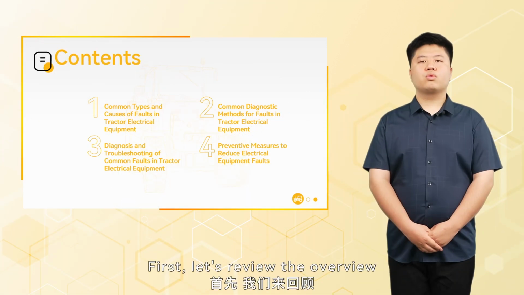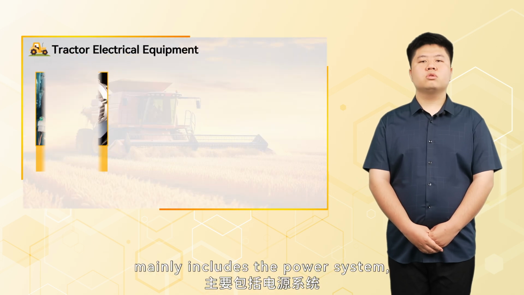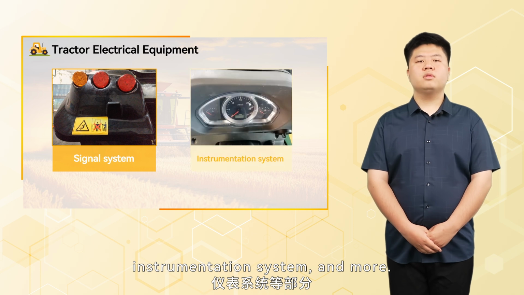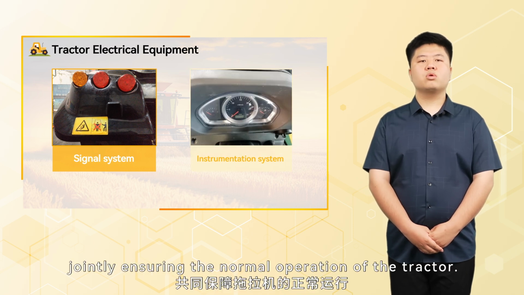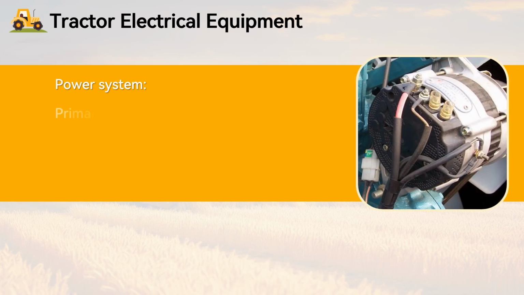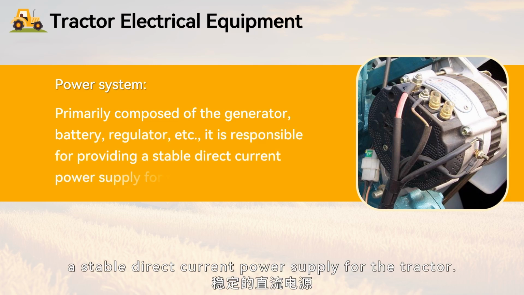First, let's review the overview of the tractor electrical system. The tractor electrical system mainly includes the power system, starting system, lighting system, signaling system, instrumentation system, and more. These systems are interconnected, jointly ensuring the normal operation of the tractor. Power system, primarily composed of the generator, battery, regulator, etc., it is responsible for providing a stable direct current power supply for the tractor.